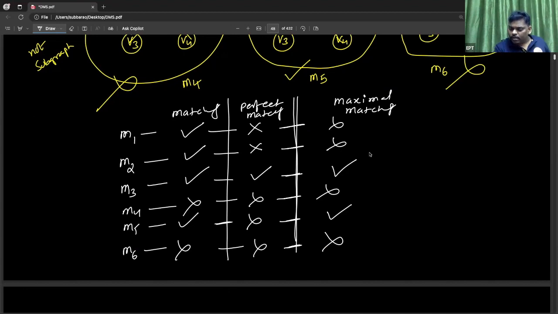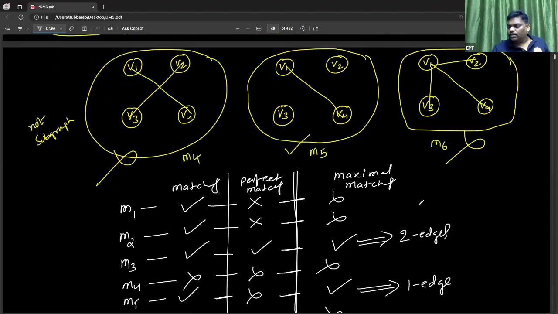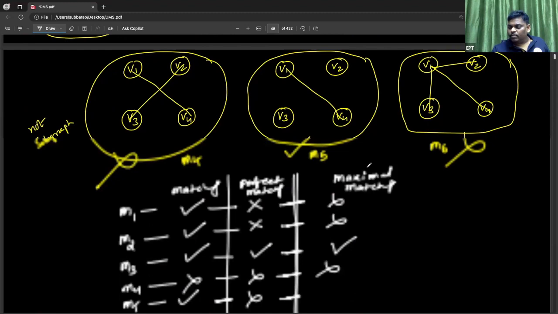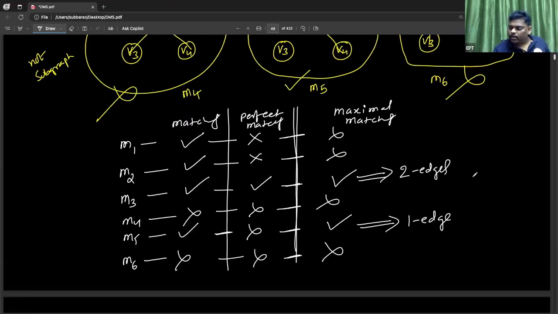Can you say how many edges this maximal matching contains? This maximal matching contains 2 edges. This maximal matching contains 1 edge. First of all, find out the maximal matchings. Out of those, which is the bigger one? 2 edges is bigger.